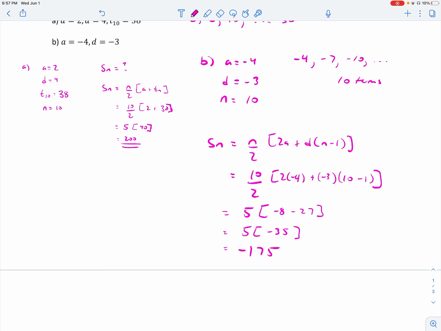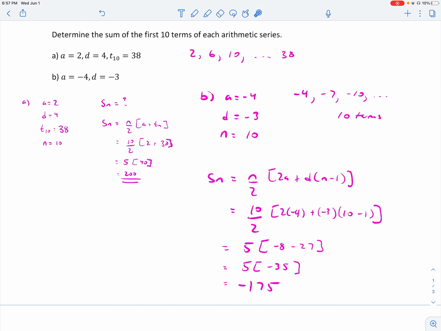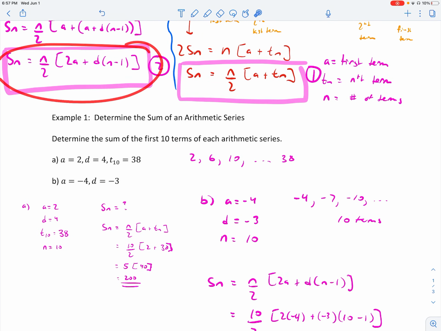So really, a lot of these examples in the homework is just going to be using these formulas that you're given. Okay, so you got to look at the information that you have and see what it relates to.